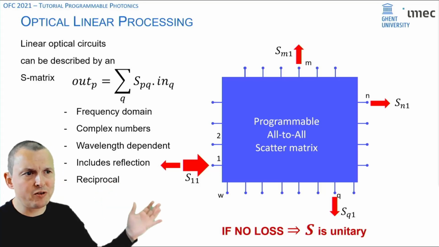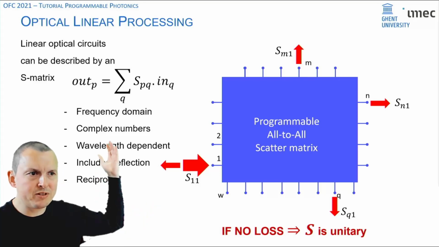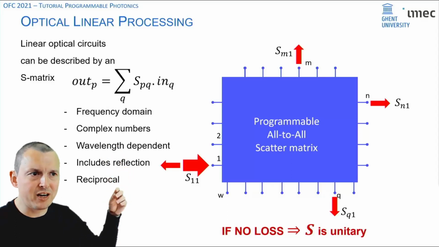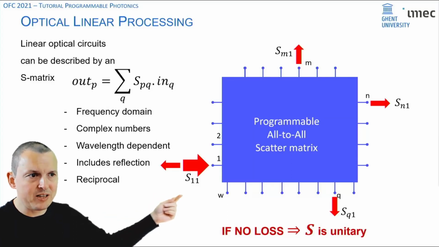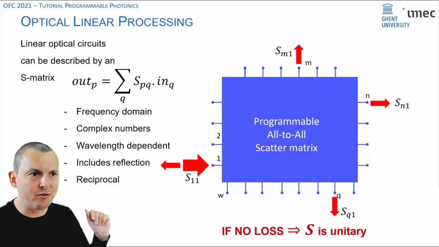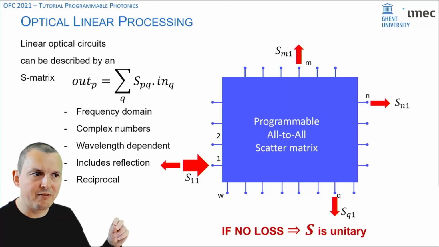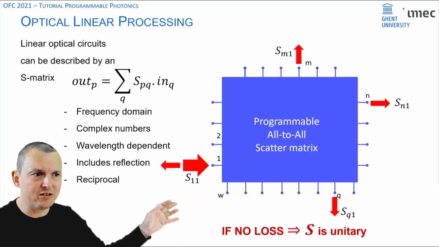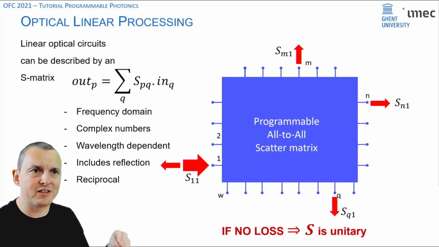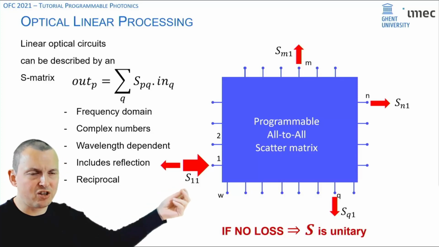Now this is a passive component and it can be easily described in the frequency domain. So its wavelength dependence can be described as a scatter matrix, a set of complex numbers. Note that this component can also have reflection, so you can basically couple your light back to where it came from. And it's also reciprocal, because the light that goes from A to B also goes from B to A. Now, in the ideal case, this circuit has no loss, and in that case, your scatter matrix is a unitary matrix.